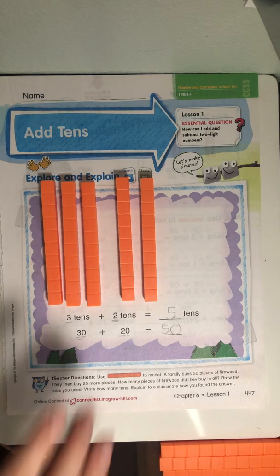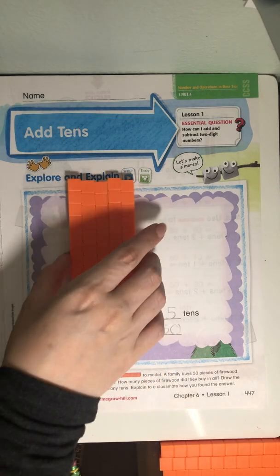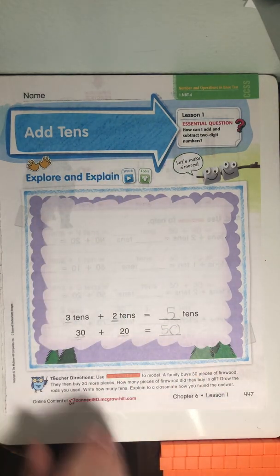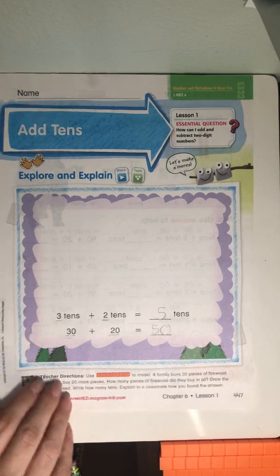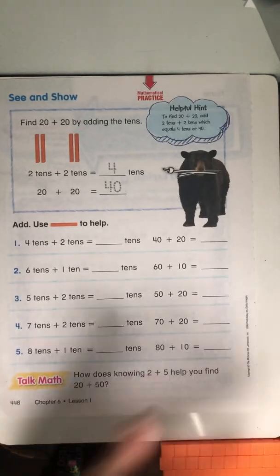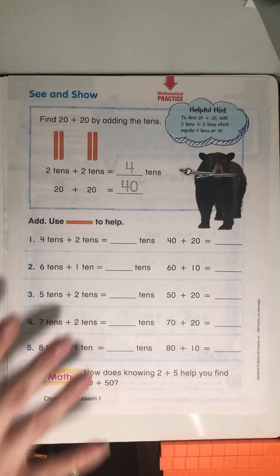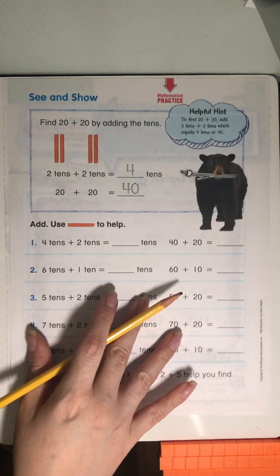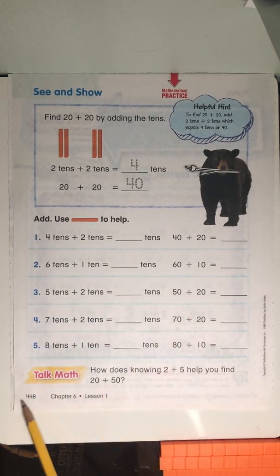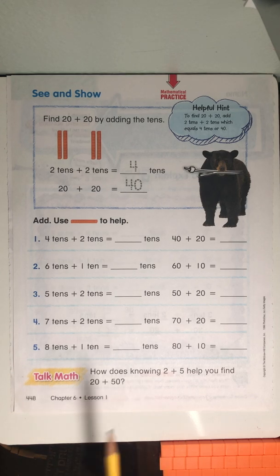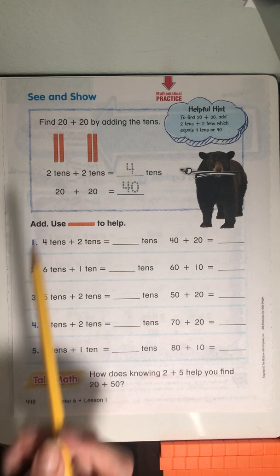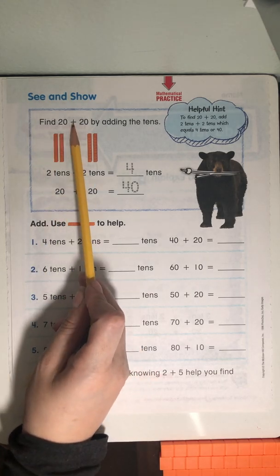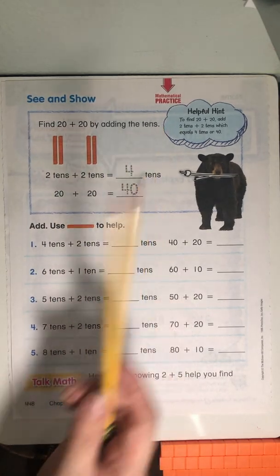Okay, let's try another one. And if you have your manipulatives with you, I want you using those, okay? Even if you're like, Miss Cortez, I know how to do this already. So we are on page 448 in your My Math book, 448. This says find 20 plus 20 by adding the tens.